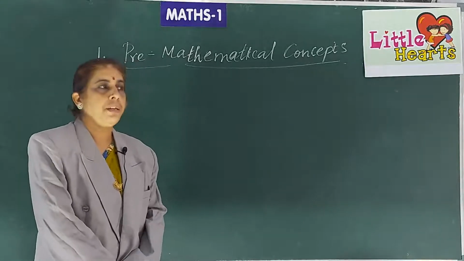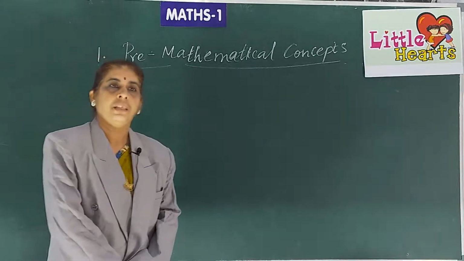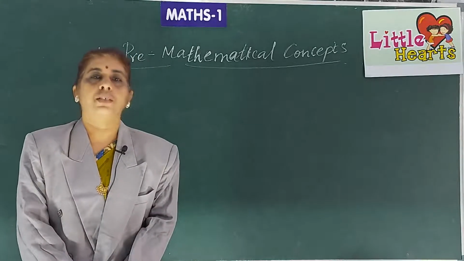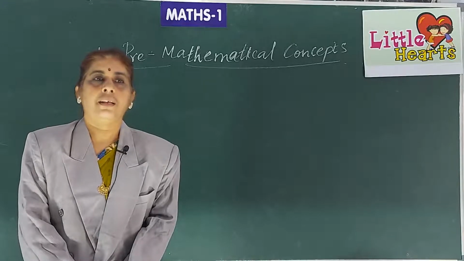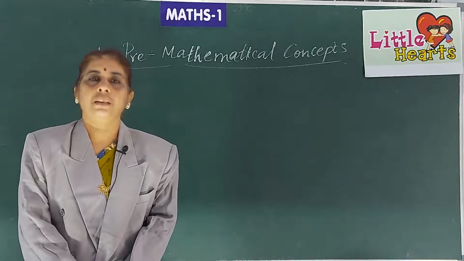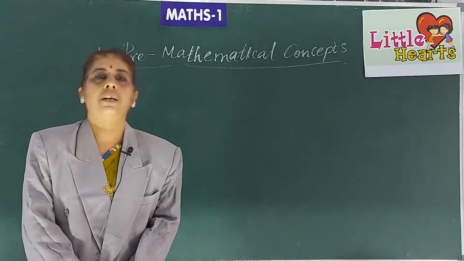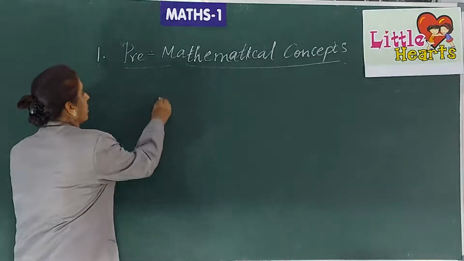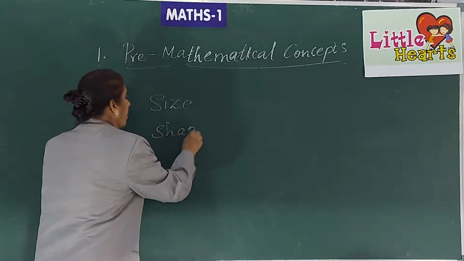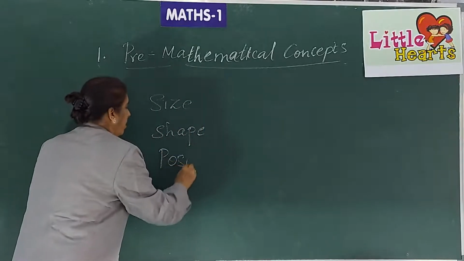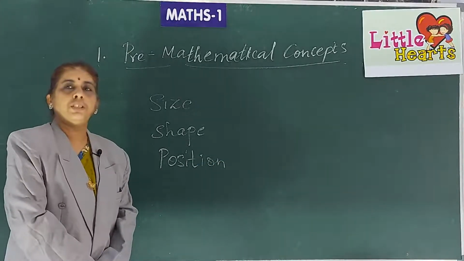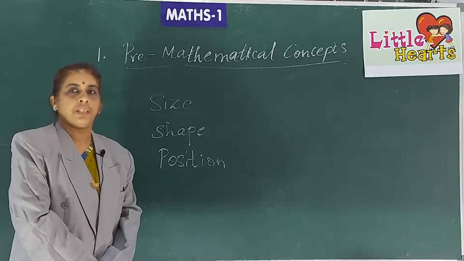Children, you see many things around you in your surroundings and you play with many things at home or in school. Do they look alike? No, they differ in size and shape. So in this chapter, you are going to learn about the size, shape and position of objects or things you see.